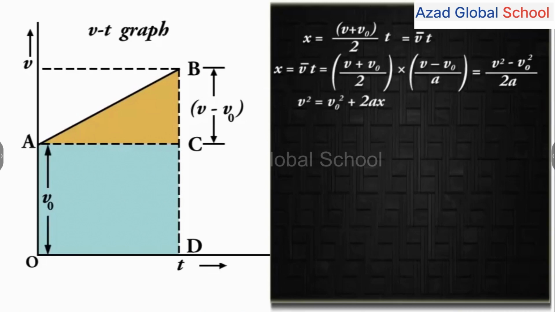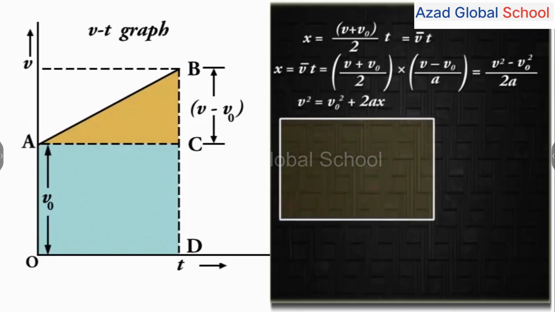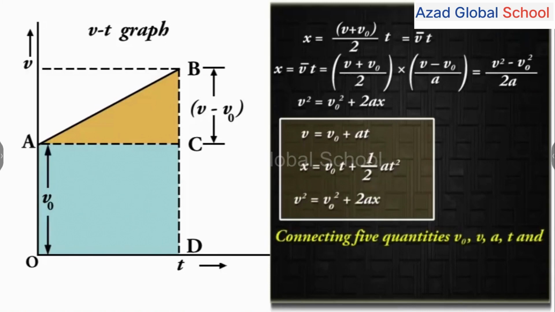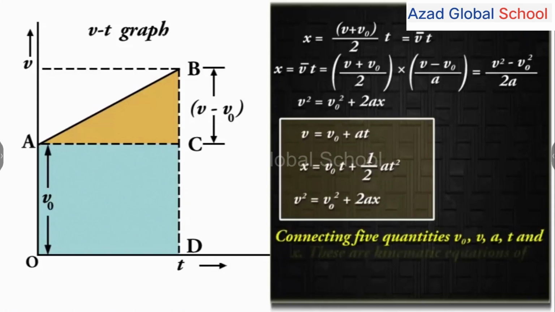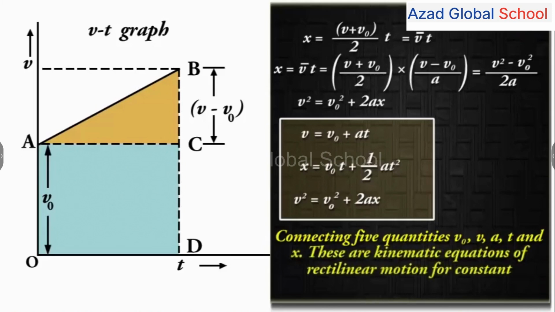Thus, we have obtained three important equations: v is equal to v0 plus at, x is equal to v0 t plus 1 by 2 a t square, and v square is equal to v0 square plus 2ax, connecting five quantities v0, v, a, t and x. These are the kinematic equations of rectilinear motion for constant acceleration.